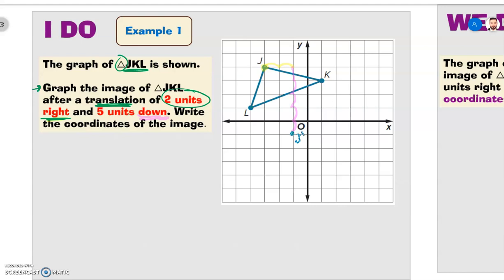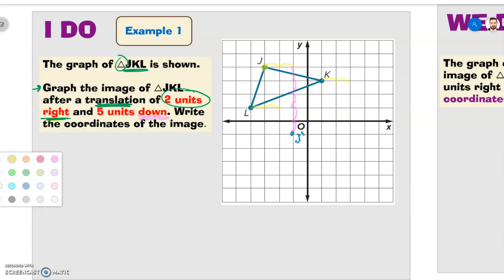Let's start it again. Each point I have to slide it, or translate it, 2 units right, 3 units down. Remember. Okay. Let's see, and let's start. Here 2 units right, 1, 2, and here's 2 units right.